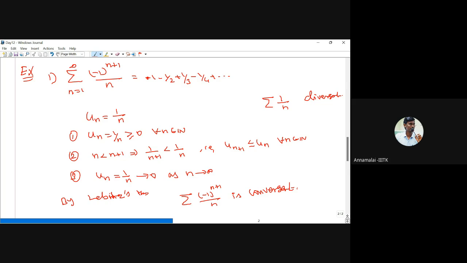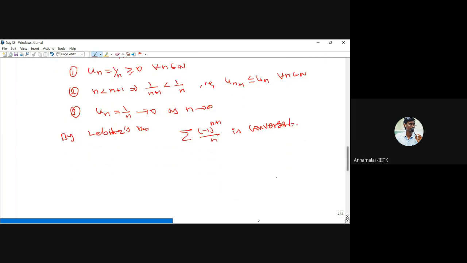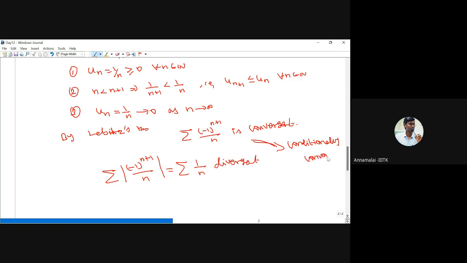Now, is it absolutely convergent or not? Absolute convergence means you have to take the modulus of everything. So consider the modulus of the entire thing, minus 1 power n plus 1 by n, modulus. Modulus of minus is plus. Therefore, simply we get just 1 by n. And we know that this is divergent. So the series is convergent, but it's not absolutely convergent. Therefore, this is conditionally convergent. It is a conditionally convergent series because the original series converges, but if you take the modulus, it diverges.